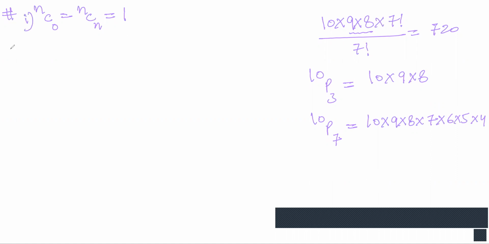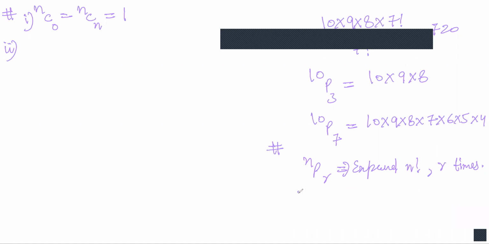Yeah, did you get it? Yes, sir, I got it, sir. Thanks, sir. So if you are calculating nPr, just expand n factorial r times. And if you are solving nCr, these are the shortcuts: expand n factorial r times, divided by r factorial.